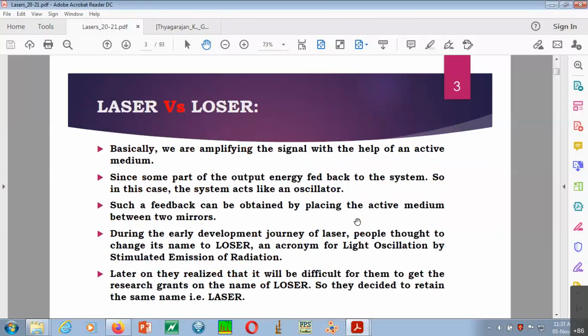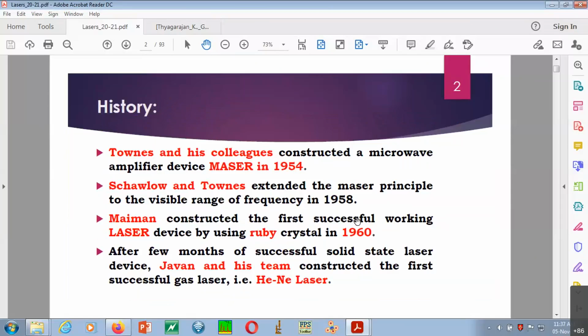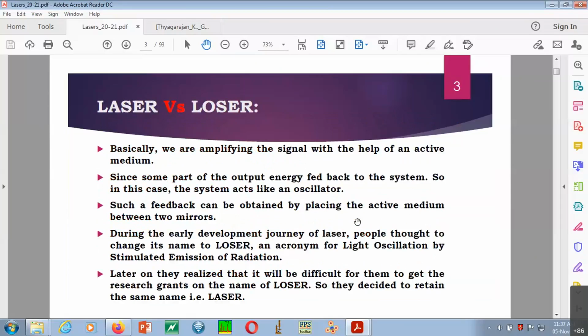Now the second thing, it's laser versus loser. We already know the full form of laser. Now there is another thing, that is loser, LOSER. What happened actually is, the full form of laser is light amplification by stimulated emission of radiation, right? Here the word amplification is there, but in practical terms light is not really getting amplified. Amplification is there, of course, but the actual process happening inside is oscillating the signal.